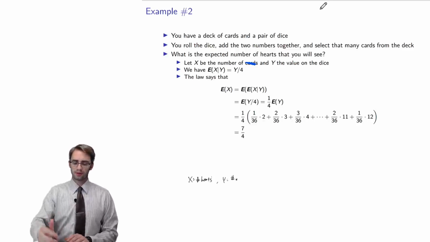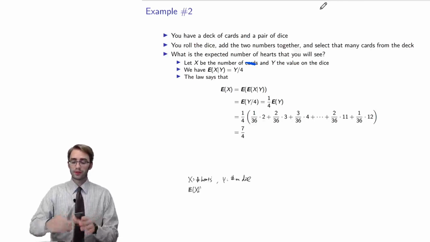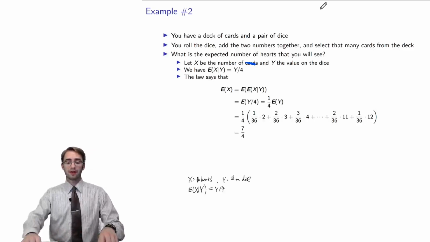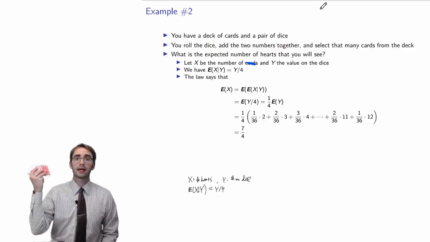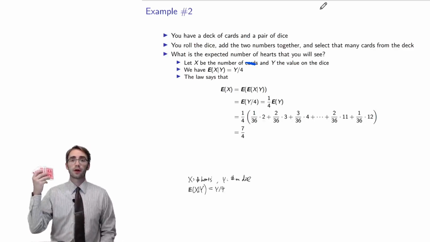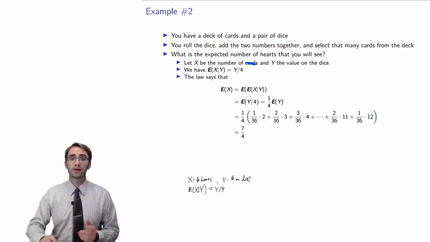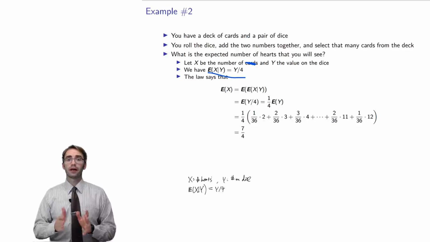And so what is true? Certainly we can say the expected value of x given y is equal to y over 4. Why is that true? Well, if I tell you how many cards I'm holding in my hand, then the expected number of hearts is just a quarter of that. That, of course, is because a quarter of the cards in the deck are hearts, and so the expected number of hearts you have is a quarter of the total number of cards. So we have the expected value of x given y is equal to y over 4.